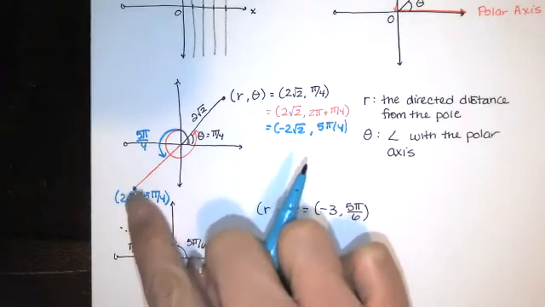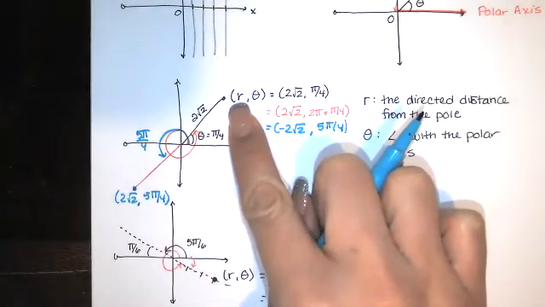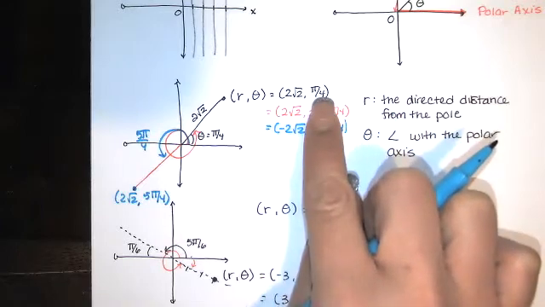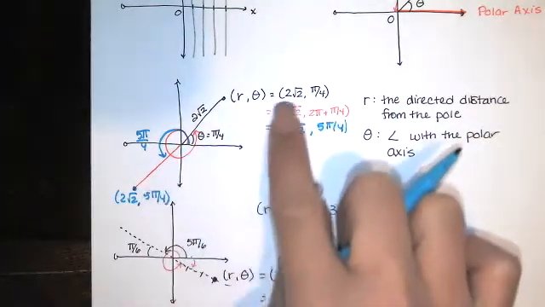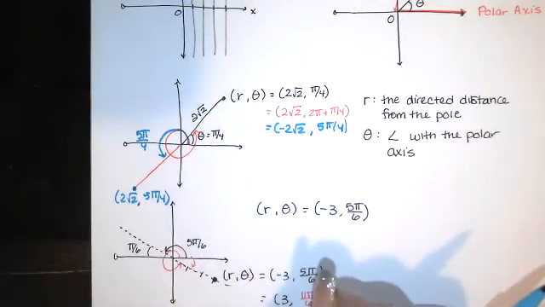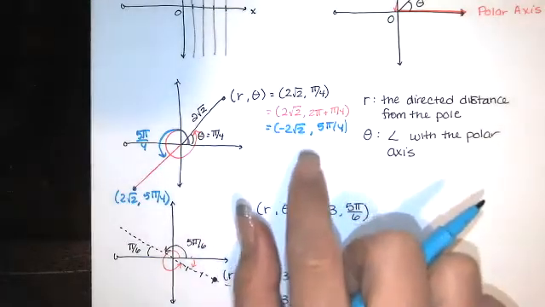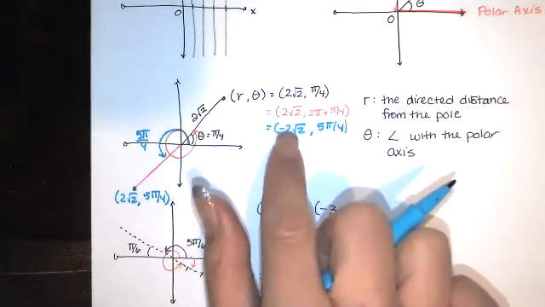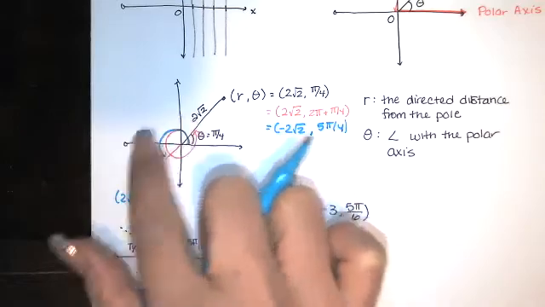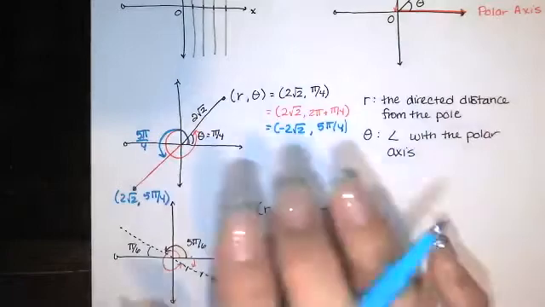If I add pi to that, well, then I end up over here at 2√2 and pi over 4. Or you could add 2 pi to this. You'd have 2 pi plus pi over 4, and so on. So there are infinitely many ways to represent that point. r can be positive or negative. And multiplying that r by a -1 is the same as just adding 180 degrees or adding pi radians or subtracting pi radians from the angle.